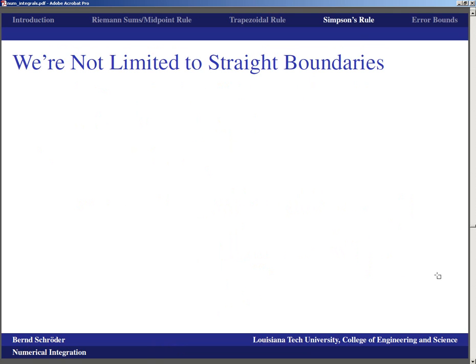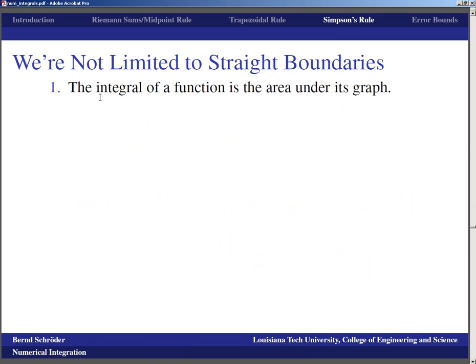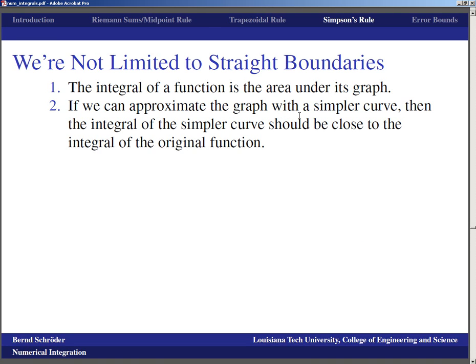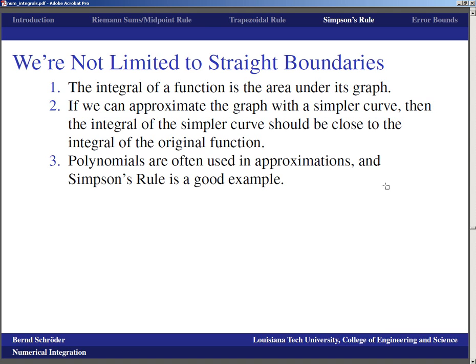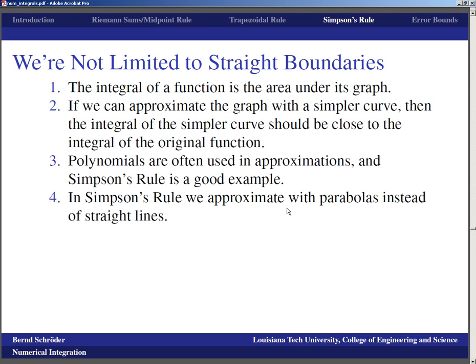All right, now it gets really interesting, and it becomes a whole lot more precise when we realize that we are not limited to straight boundaries, and that is Simpson's rule. What Simpson's rule does is, again, it talks about the integral of a function being the area under the graph, and if we can approximate the graph with a simpler curve, then the integral of the simpler curve should be close to the integral of the original function. But keep in mind, we're not limited to straight lines. Polynomials are often used in approximations, and Simpson's rule is a good example, because in Simpson's rule, we approximate with parabolas instead of straight lines.